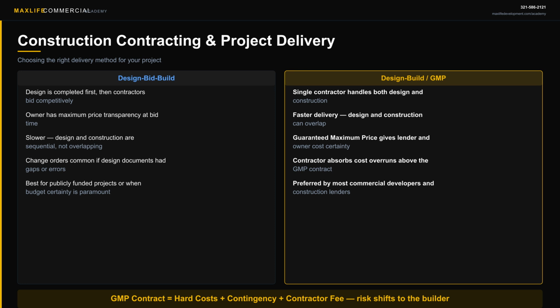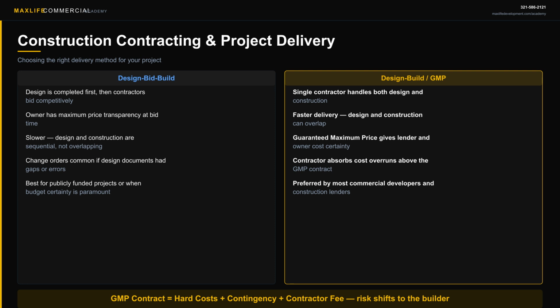With a GMP contract, your contractor gives you a firm maximum price for the project. If costs run over that number, the contractor absorbs them. If costs come in under, you typically share the savings. Construction lenders love GMP contracts because they reduce the risk of cost overruns blowing up the project budget.